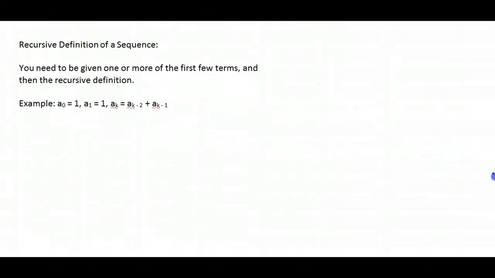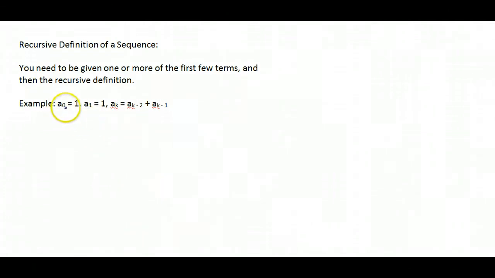You can also define sequences recursively. To do that, you need one or more of the first few terms and then the recursive definition. So in this example, we say the 0th term is 1, the first term is 1, and the kth term, you don't have to use n, you can use any letter you want, the kth term is a sub k minus 2 plus a sub k minus 1. Alright, how the heck does that work?